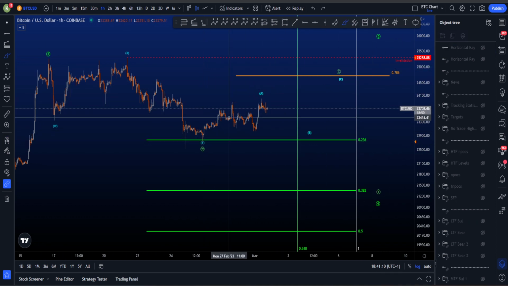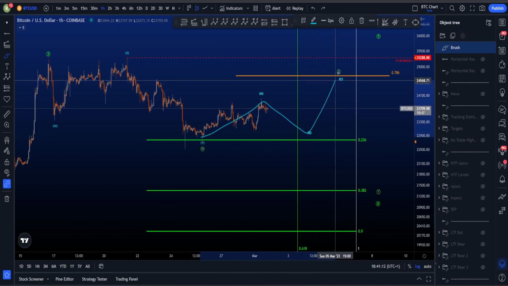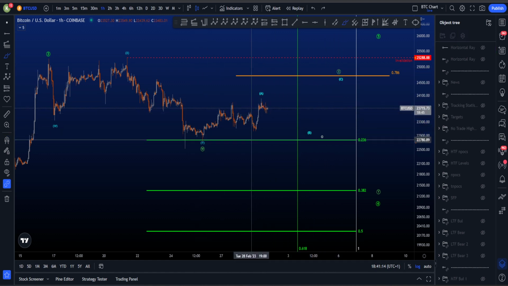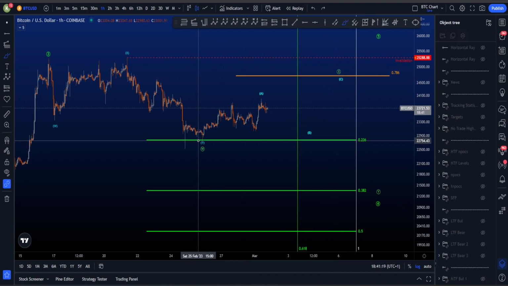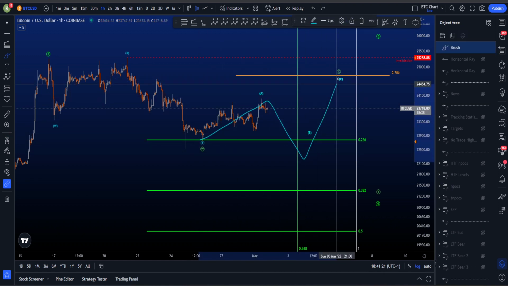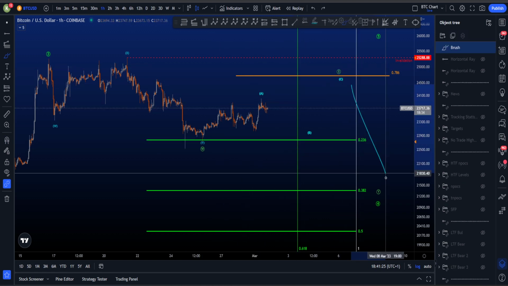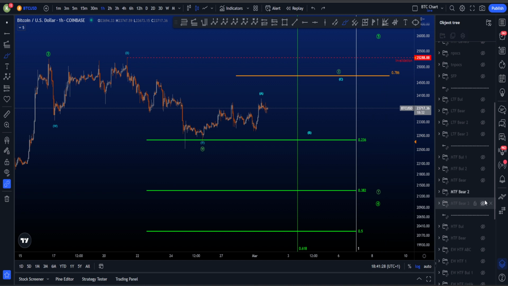Now in this case, this would result in some sort of a three-wave structure, the blue count over here, where this wave B can either be quite shallow before more upside, or we have an A, B, C, which then is an expanded flat in this bigger X wave before then moving down for Y.